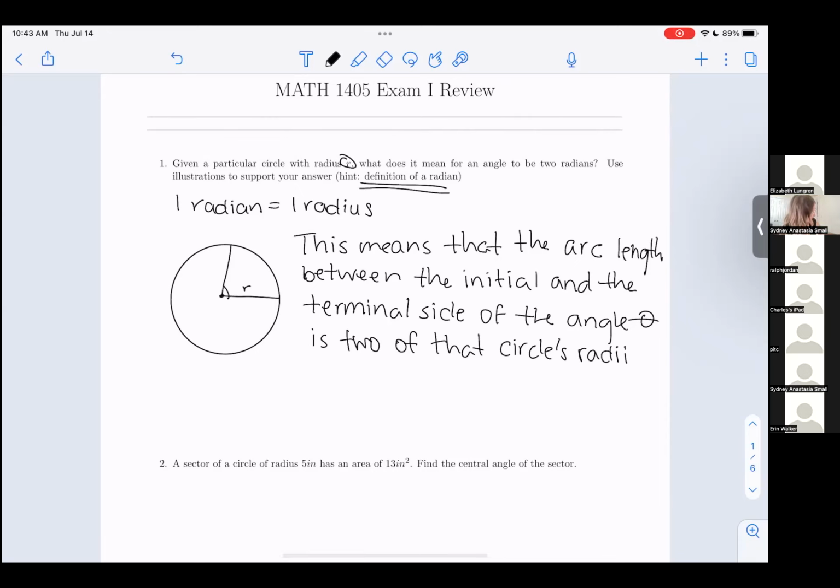So how would we draw that? We can label this angle as theta. And this is not entirely to scale, but say that's 1r and that's 2r there. That is all it is saying when an angle is 2 radians, because we know a radian is just a radius on the arc of the circle. This just means that the arc length between our initial side, which is usually lined up horizontally like this, and the terminal side of our angle, the arc length on that circle between those 2 sides of the angle is 2 of that circle's radii. So in other words, the arc length is 2r.